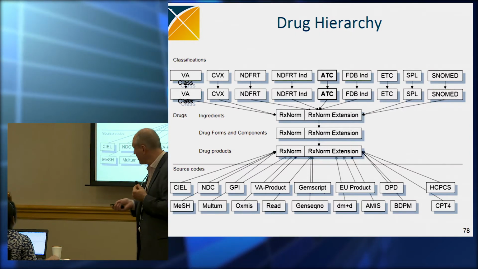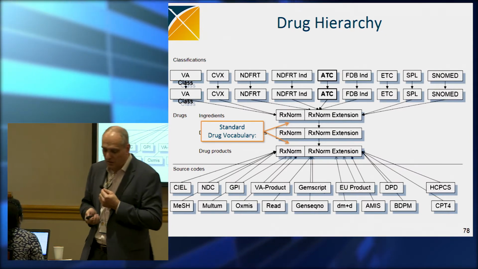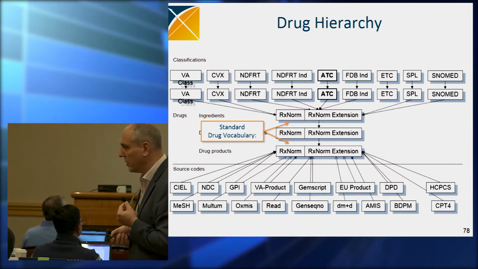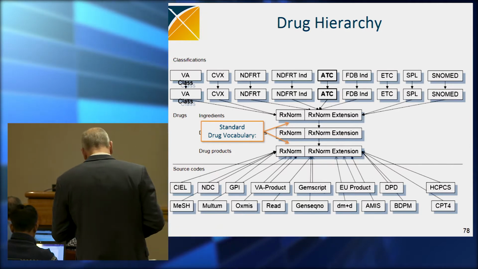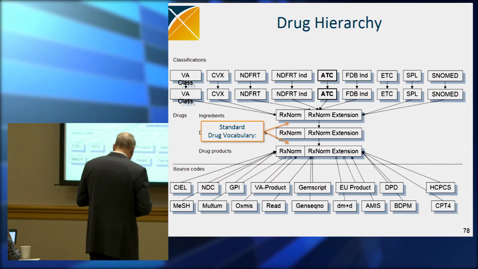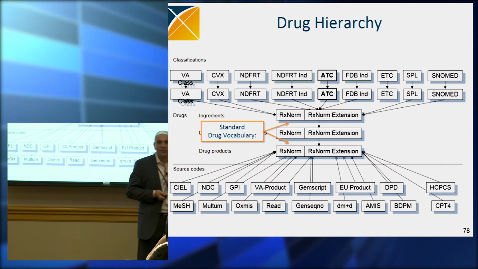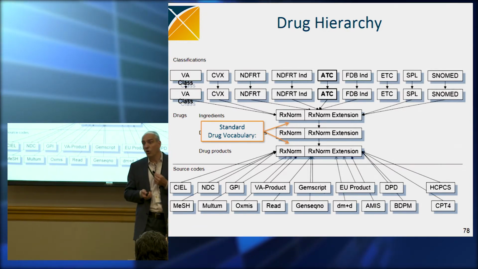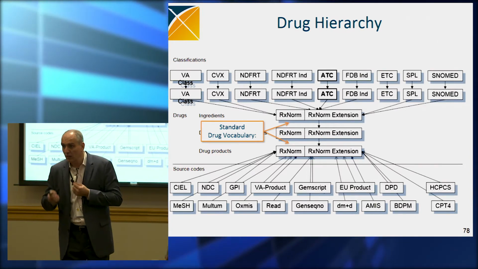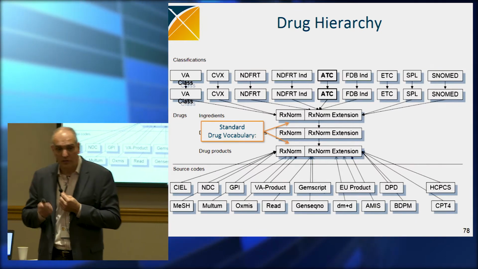OMOP has a standard concept, RxNorm. RxNorm is a drug terminology that's maintained by the National Library of Medicine down the road from here. And what they do is they take reports from, so the problem is there's no one authoritative source in the United States for all products that sell in a pharmacy. I say it again, there is no one authoritative source. Nobody knows what's all available in the market.